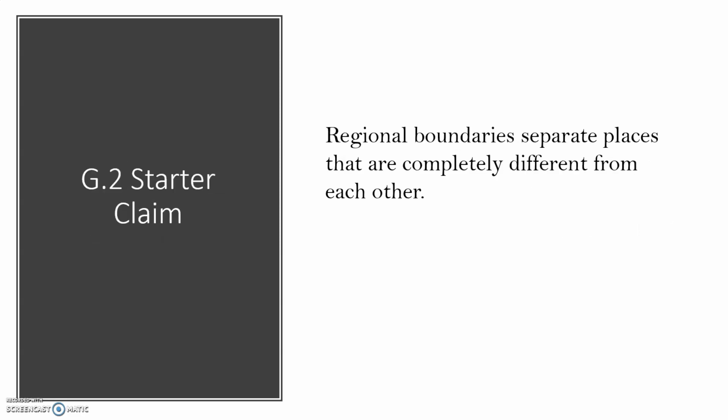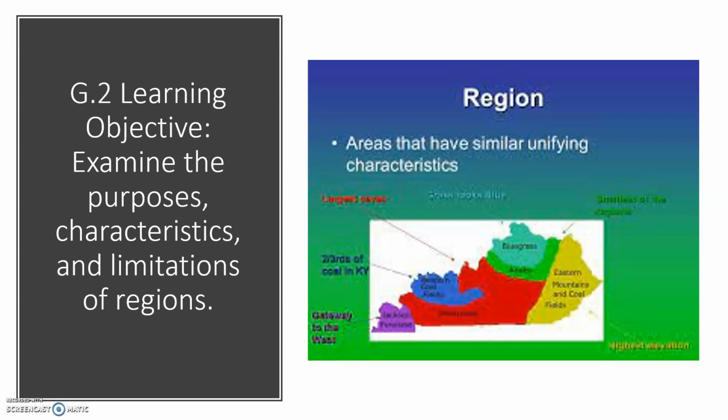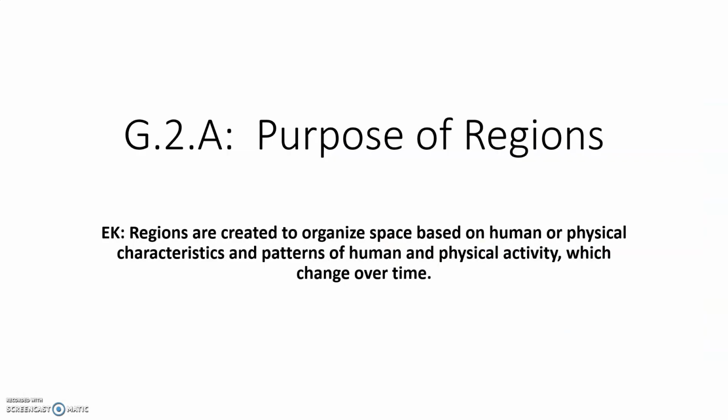Our starter claim, what we will be using our sources to either support or challenge before we do our writing assignment, is that regional boundaries separate places that are completely different from each other. So that when we have regions, it separates places that have nothing to do with each other. And our learning objective for all of G2 is to examine the purposes, characteristics, and limitations of regions, because they definitely have all 3. So for G2A, it's all about the purpose of regions.